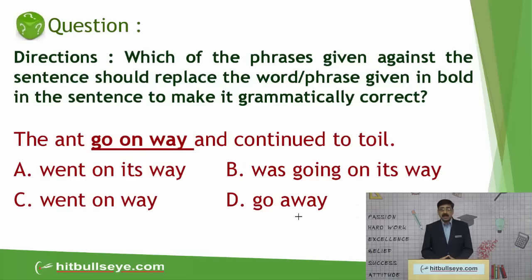Now this question is based on sentence correction. A part of the sentence has been underlined and we have to find the right substitute grammar wise. The sentence is the ant go on away continued to toil. So we should use the past version of this form of verb go, and we are not supposed to change the context even. Therefore the answer to this question would be option A.